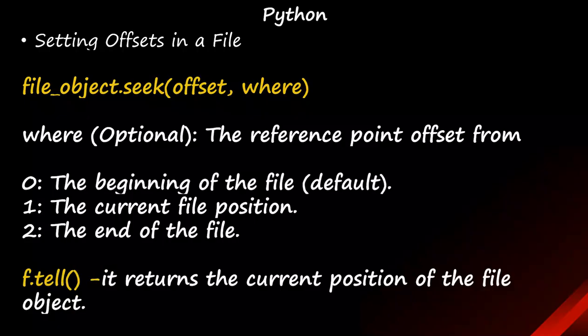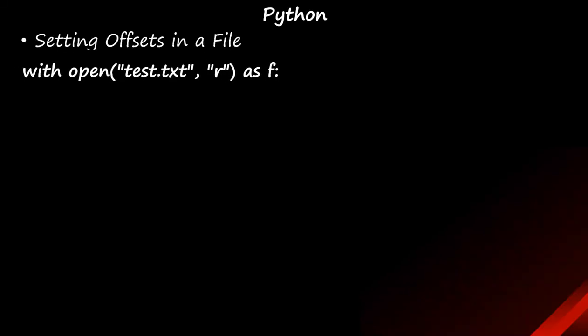Or if you just want to know the current location of the operation, you can just use f.tell, which is a file object.tell function, which will return the current position of a file. So let's see some examples.